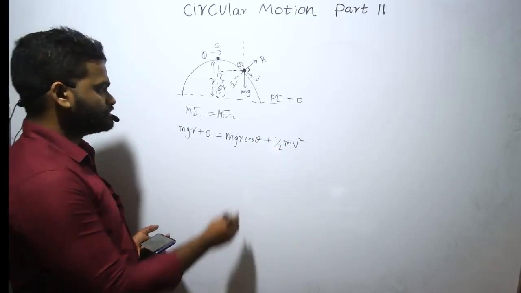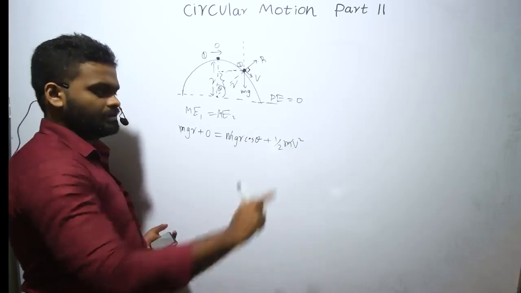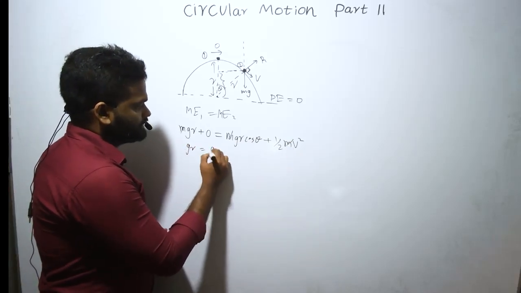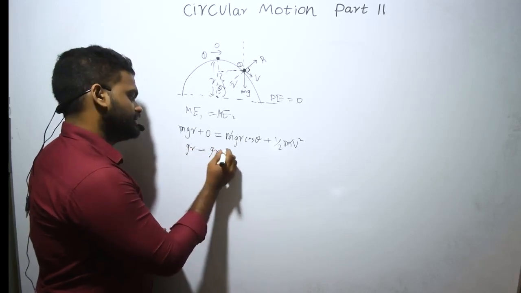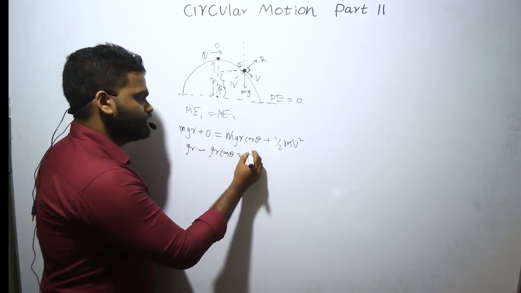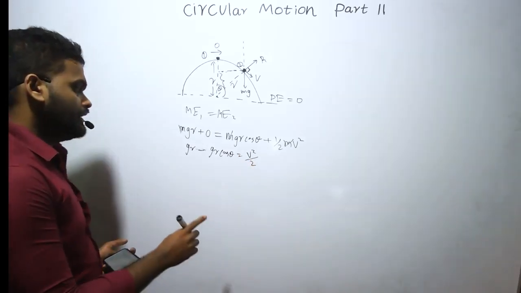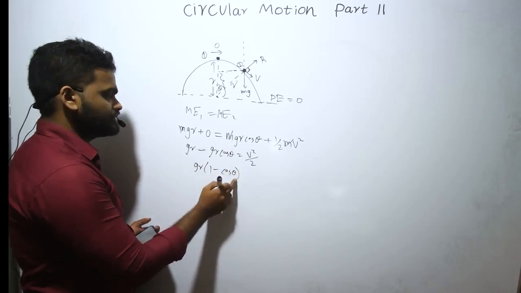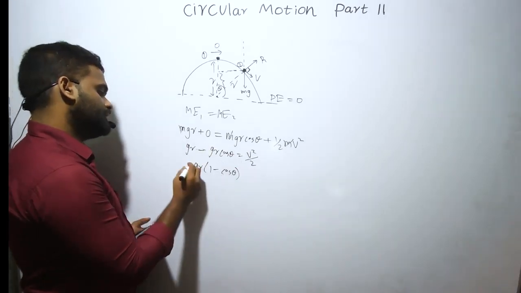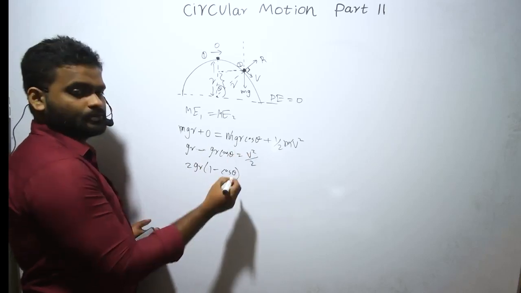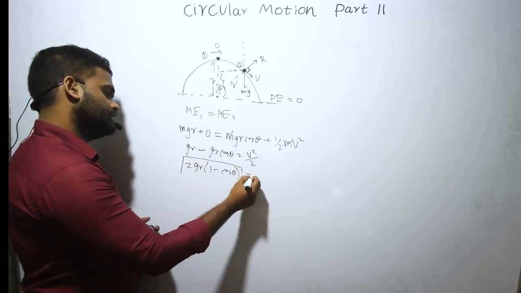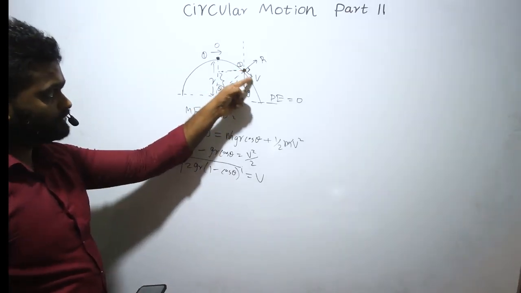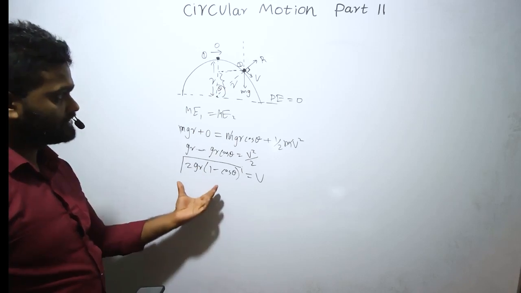Okay. Then I can get rid of m, divide the whole equation by mass. Here you get gr equals gr, I'll put gr cos theta this side, plus v squared divided by 2. I'll take gr out of this. So you get 1 minus cos theta. Then you can cross multiply by 2. Then this is equal to v squared. Take the root. Right? Here we have an expression for velocity. Velocity here. Okay. So I just derived that expression.